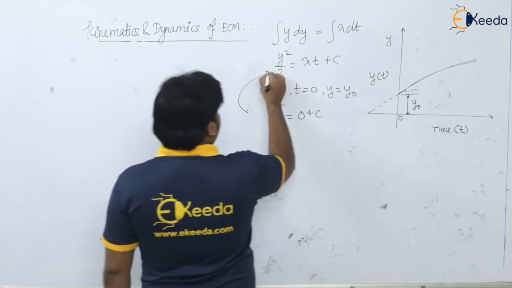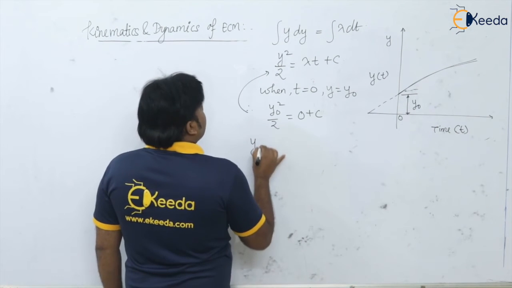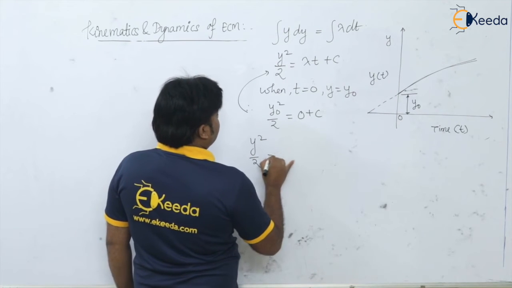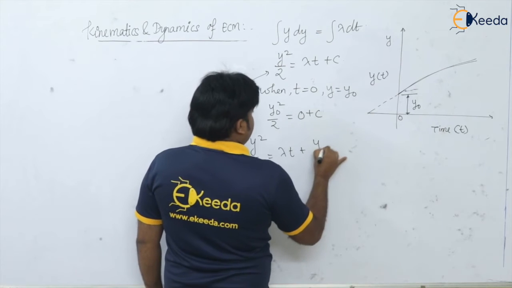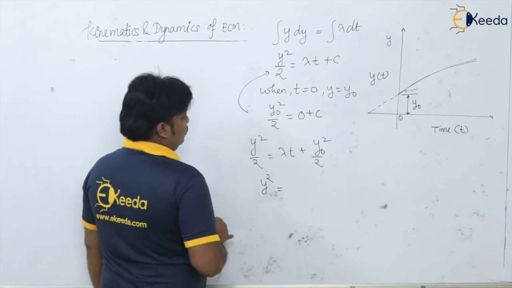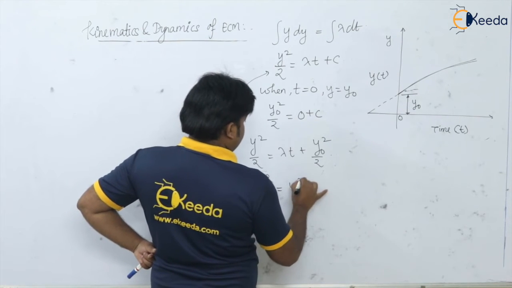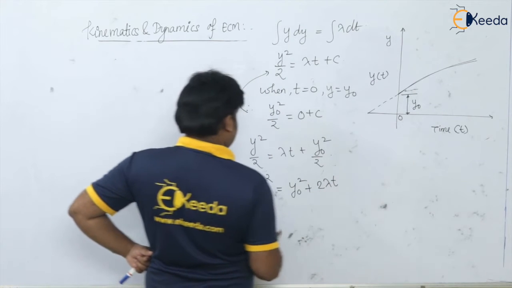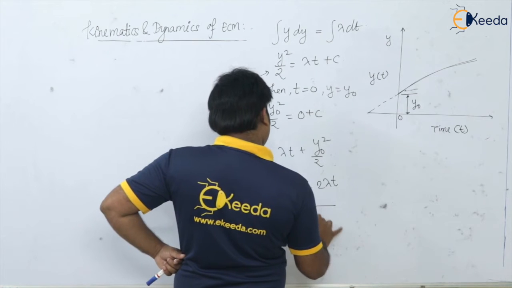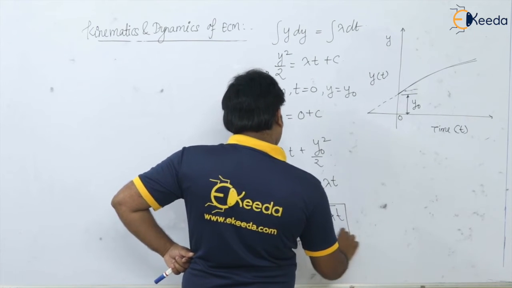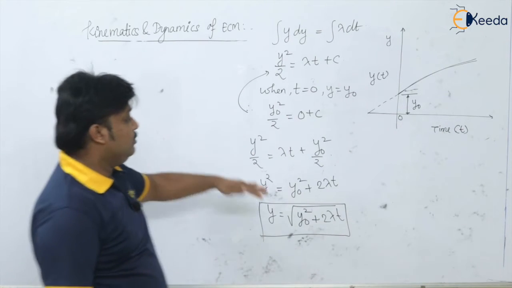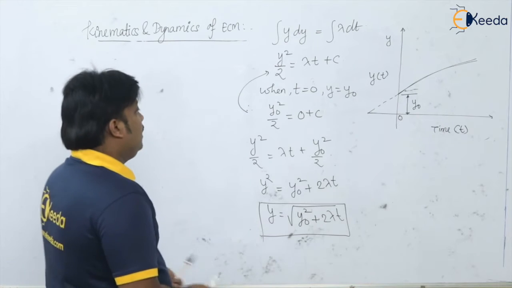So put this value in this equation, that is y square by 2 is equal to lambda t plus y naught square by 2. That is what I can get: y square is equal to y naught square plus 2 lambda t, or y is equal to under root of y naught square plus 2 lambda t. That is how the gap between the tool and workface changes with respect to time.